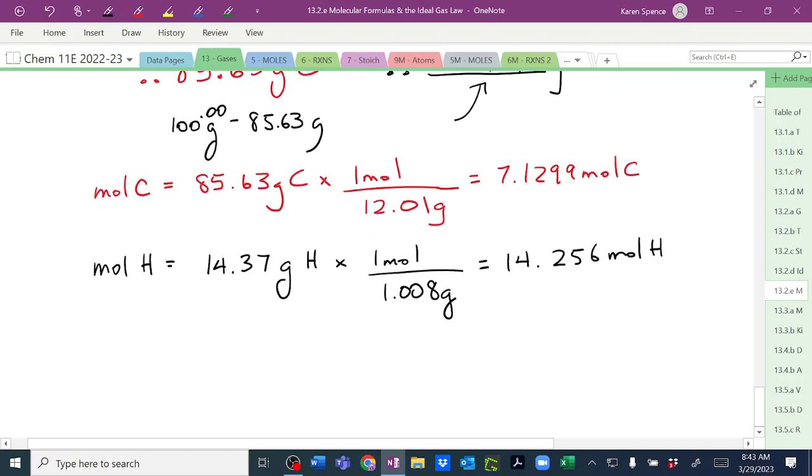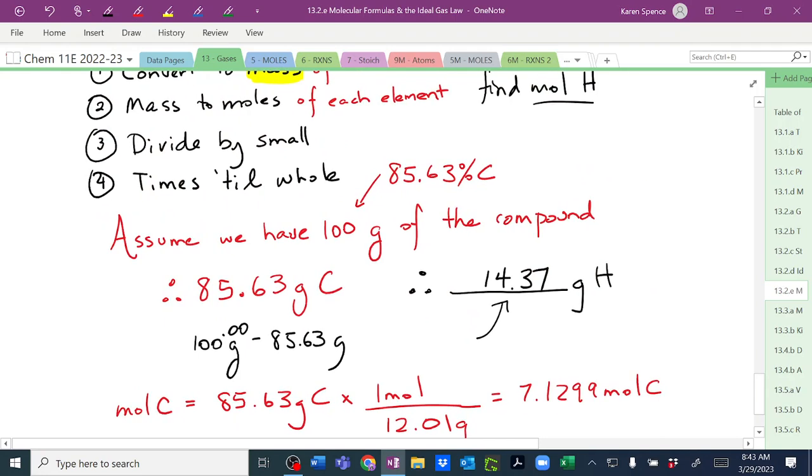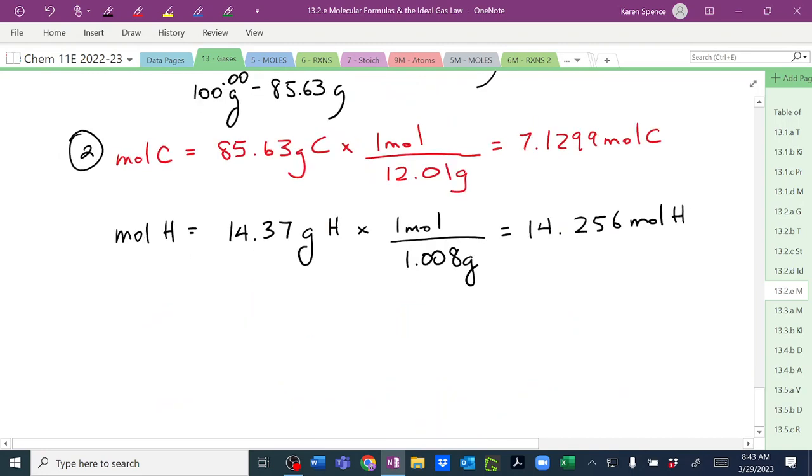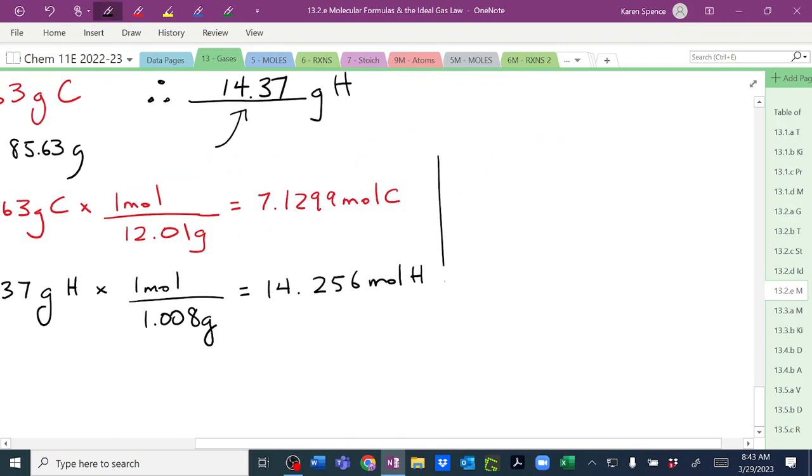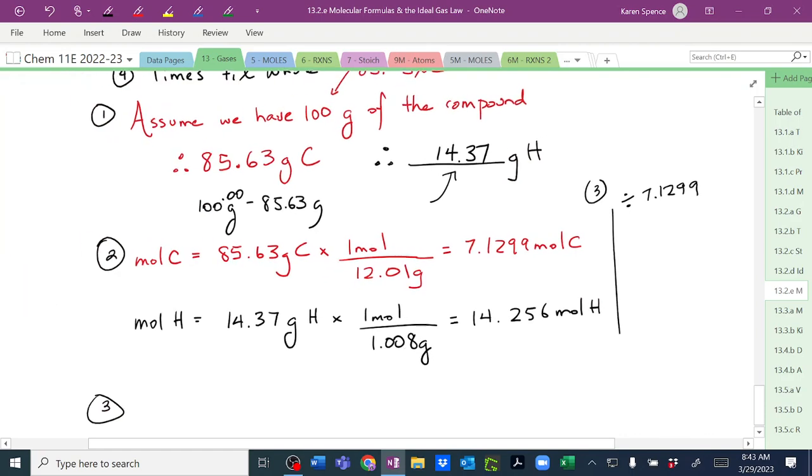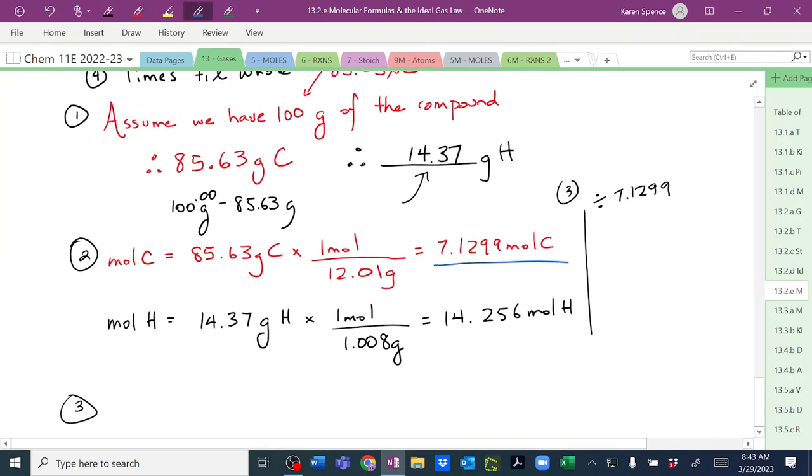We would say, okay, this was step 1, we found the mass. Step 2, we found the moles. Step 3, we're going to divide by the smallest amount, 7.1299. Now, just a quick question here. Could I write divided by 7.1299? Would that be okay to write this here?